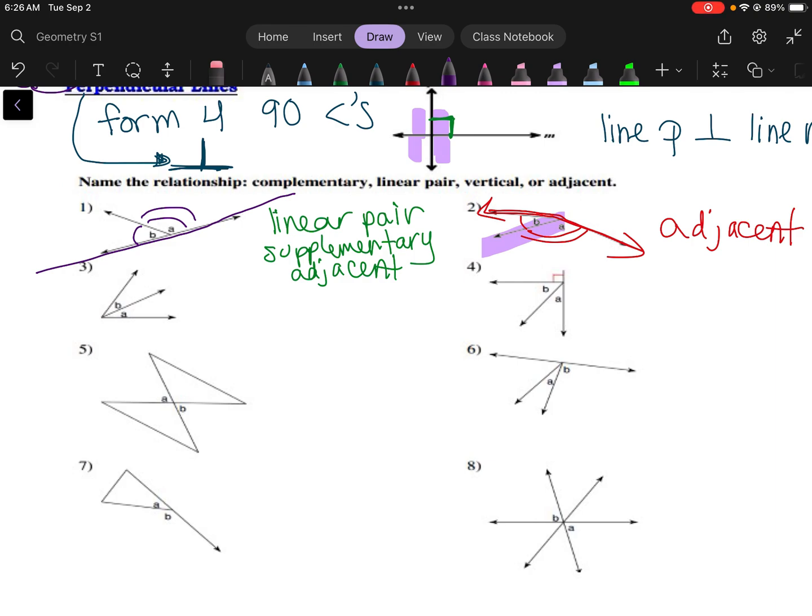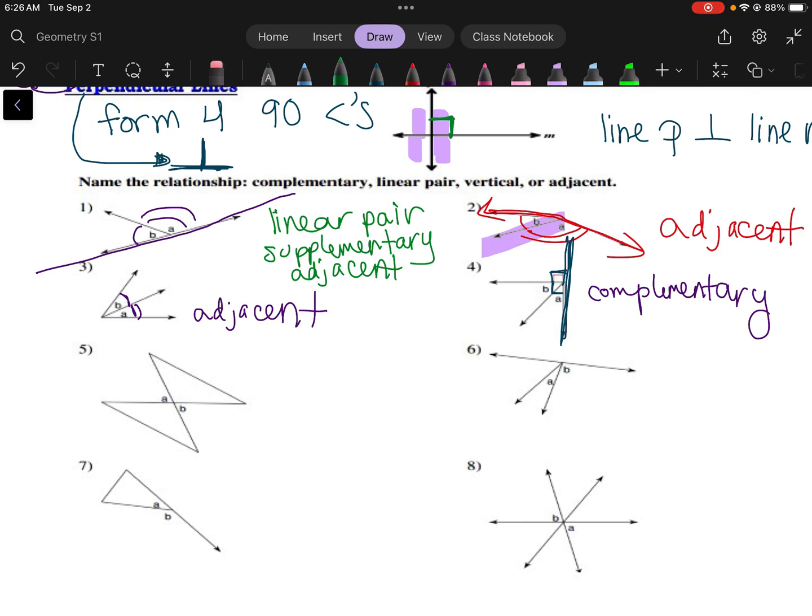The same with number 3. Again, they're next to each other, but they do not form a 90-degree angle or a linear pair. Compared to this one, this is a box. If that side's a box, A and B also have to form a box. Okay, so angle B and angle A are complementary angles. They complement each other. They form a 90-degree angle.